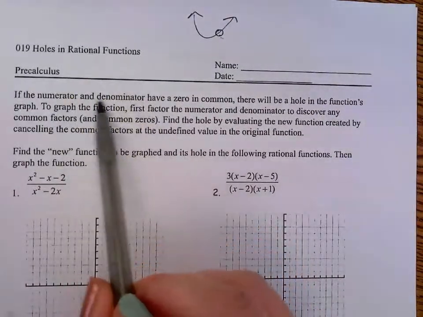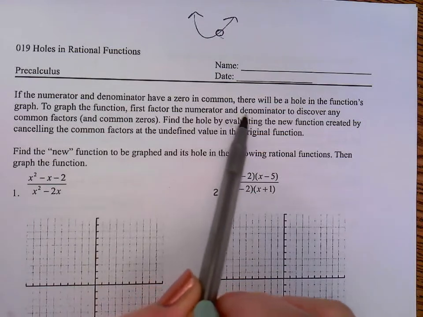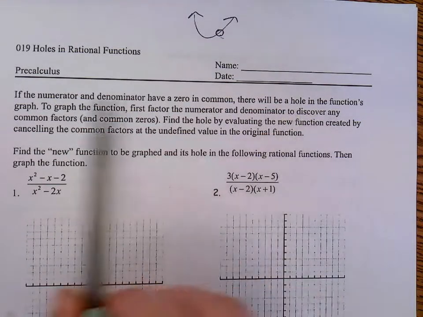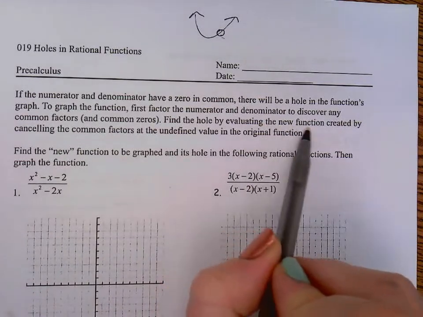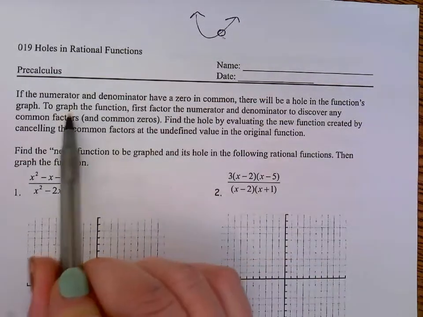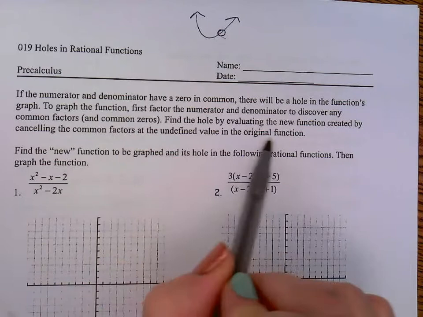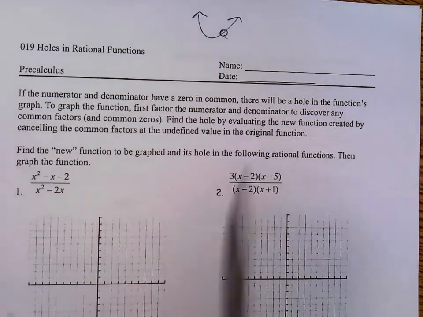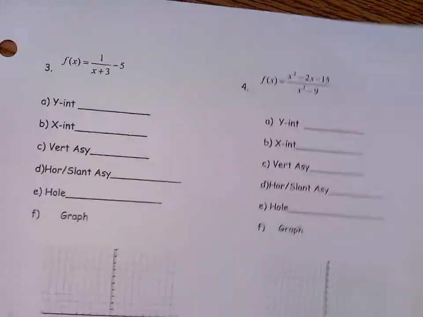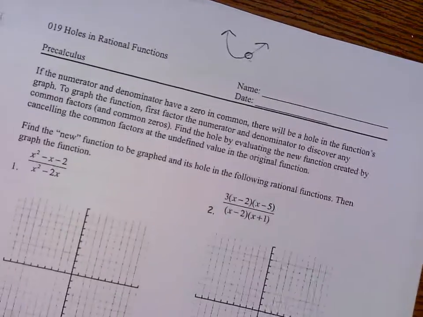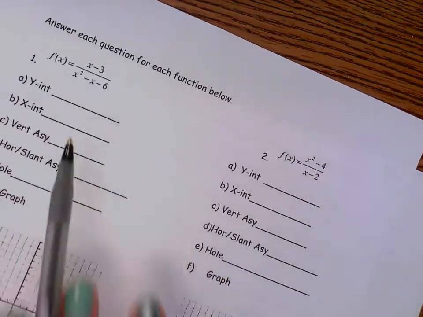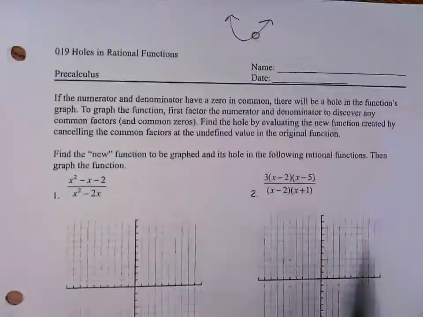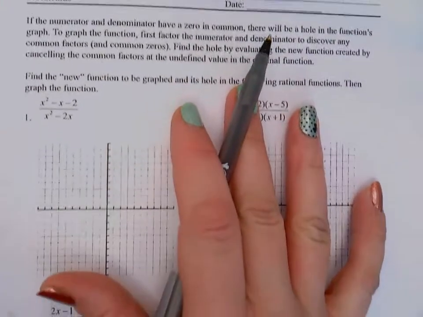To graph the function, we're going to factor the numerator and denominator to find any common factors, and we're going to find the hole by evaluating the new function, which is created by canceling the factors, at the undefined value. So I'm going to lead you through the front page, 1 through 4, and then you are going to complete only questions 1 and 2 on the next page as our holes part 1. All right, so let's take a look.